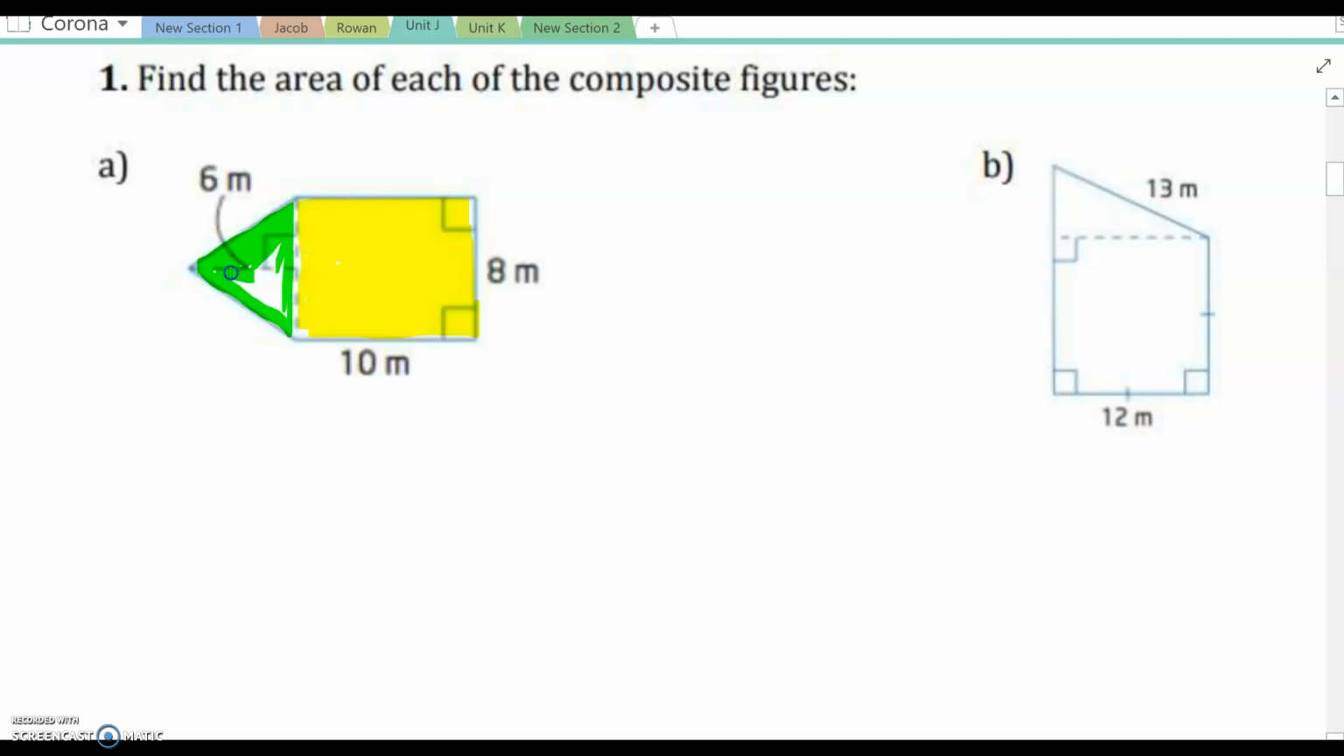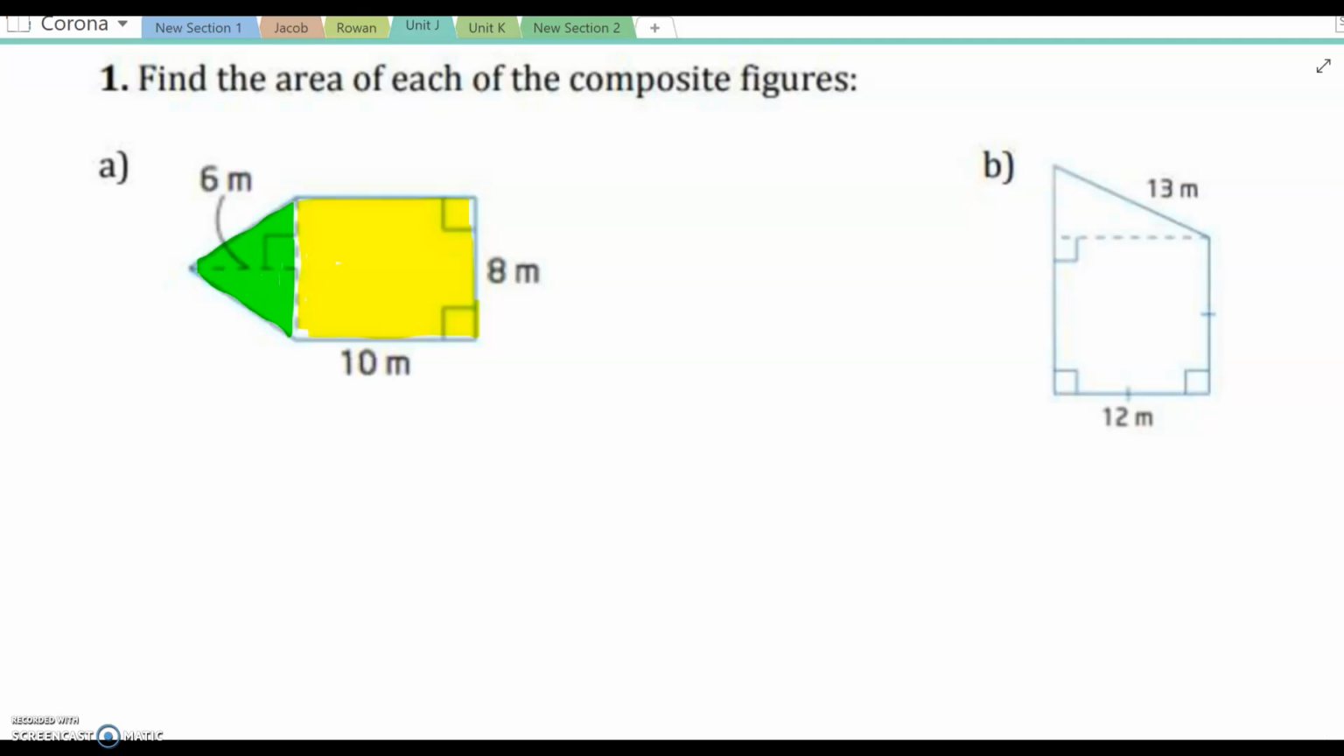Sometimes when it comes to composite shapes, we're going to add pieces together. Sometimes we're going to find a whole space and then subtract out what shouldn't get included. But in a question like this, I would strongly suggest taking the two different shapes and combining them together.